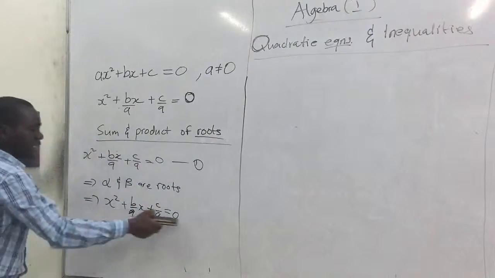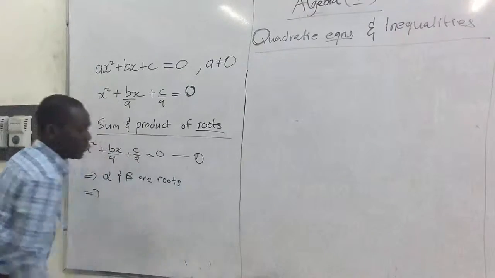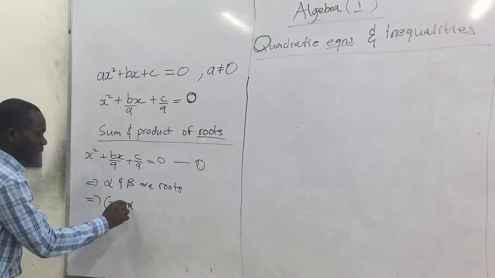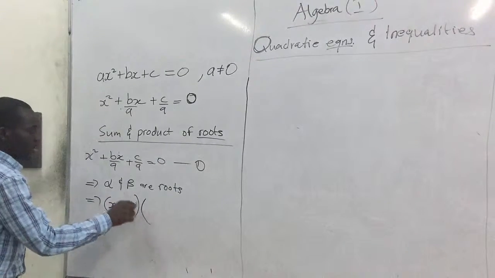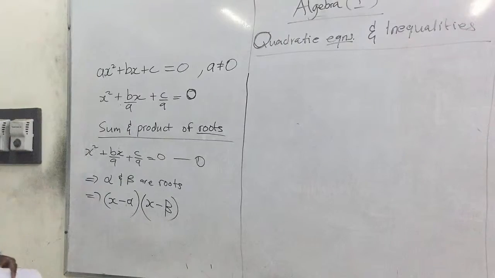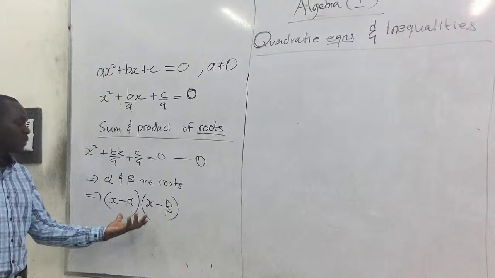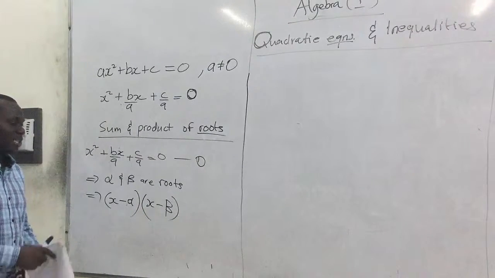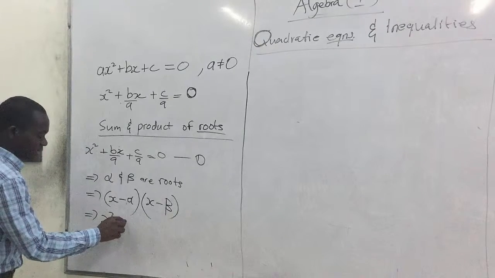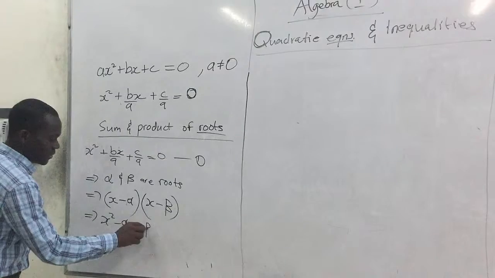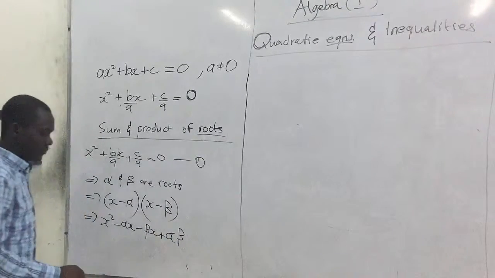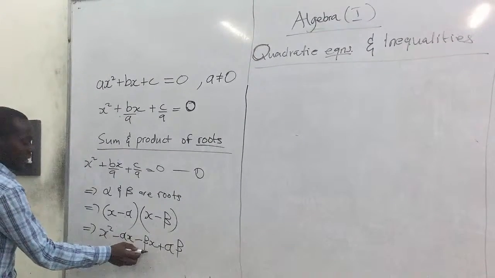So now, instead of rewriting this equation, assuming we don't know this equation, we want to use the roots to find the equation. Using the roots, we are going to have x minus the first root, which is alpha, times x minus the second root. So that's what we use. So we call this the factors of the quadratic equation. When we multiply the two factors here, we are going to get the quadratic equation. So let's expand the bracket. When we expand the bracket, we are going to get x squared minus alpha x minus beta x plus alpha times beta. When we want to simplify this, we have x and we have x, so we want to factorize the x out.